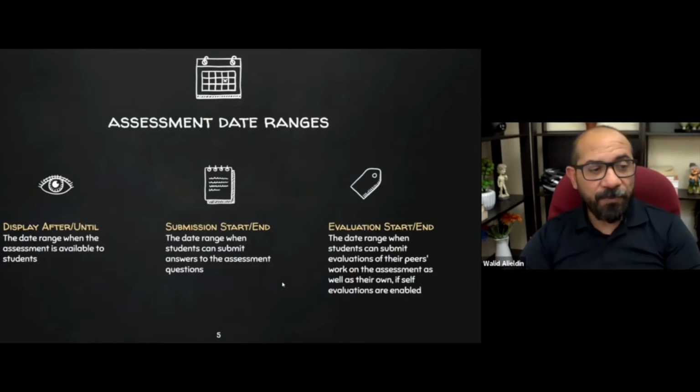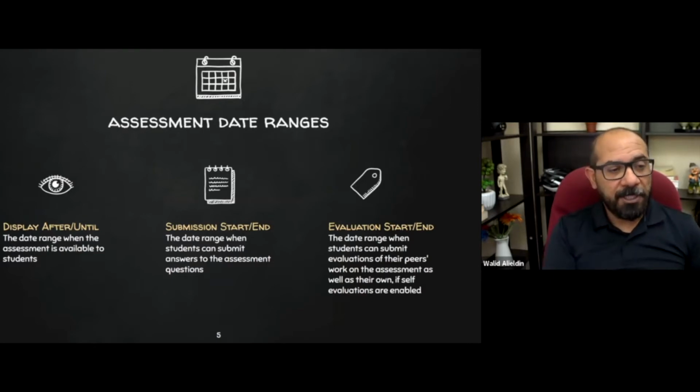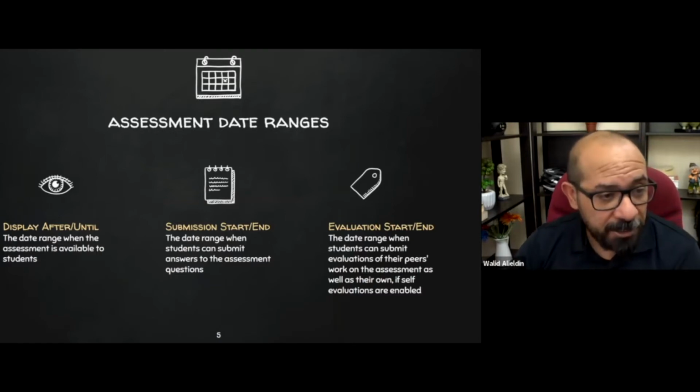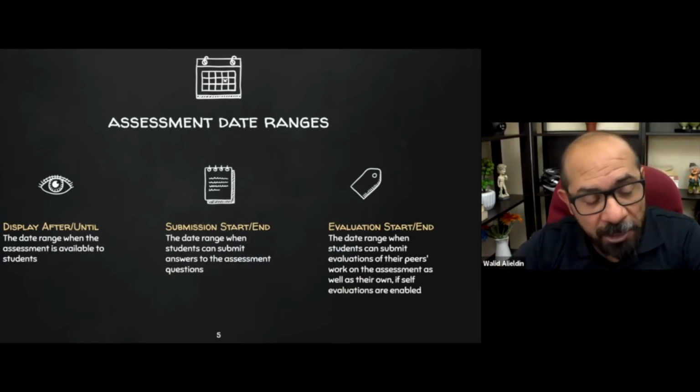So these are the date ranges, okay? The first is for you to make the assessment available. So you can control the availability using the display after and display until. And we all know about the display after and display until. It appears with any item we add on Blackboard.